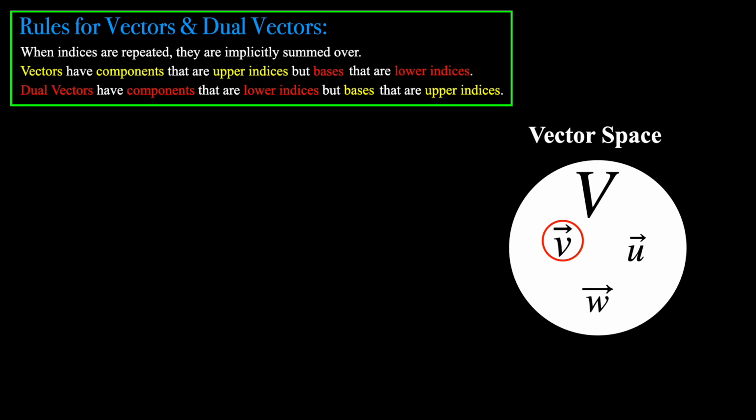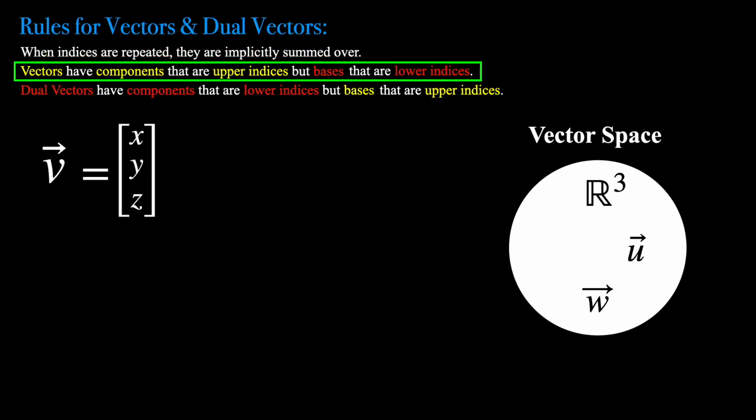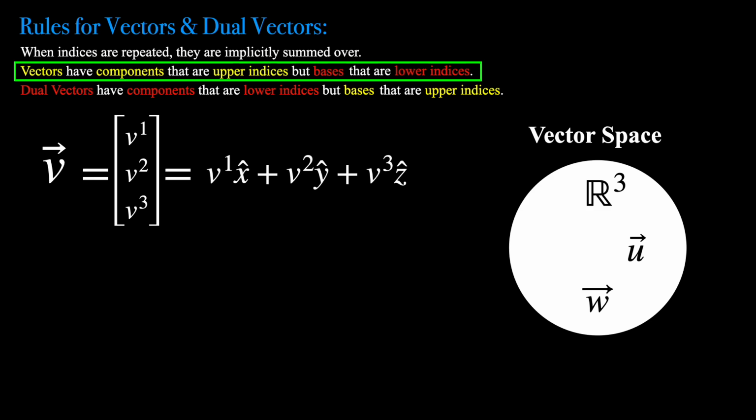And if the vector space is the familiar 3D space we usually work in, or as mathematicians would call it, R3, then a vector will have 3 components, one in each of the x, y, and z directions. So if we apply this second rule, that vectors will have components with upper indices, we can rewrite any vector with each of its components as follows. Where v1, v2, and v3 are just real numbers, and x hat, y hat, and z hat are the standard basis vectors in the x, y, and z directions.